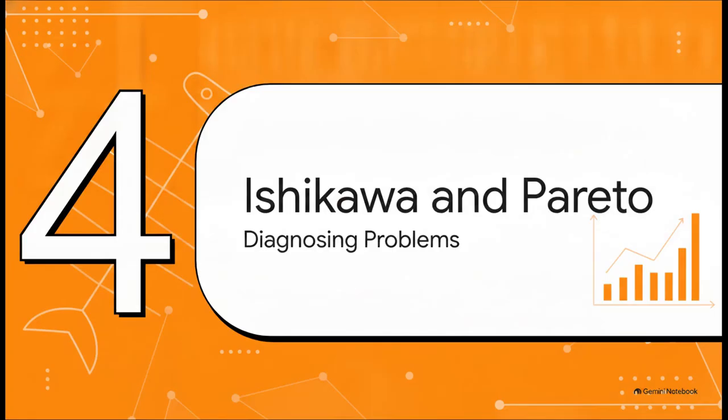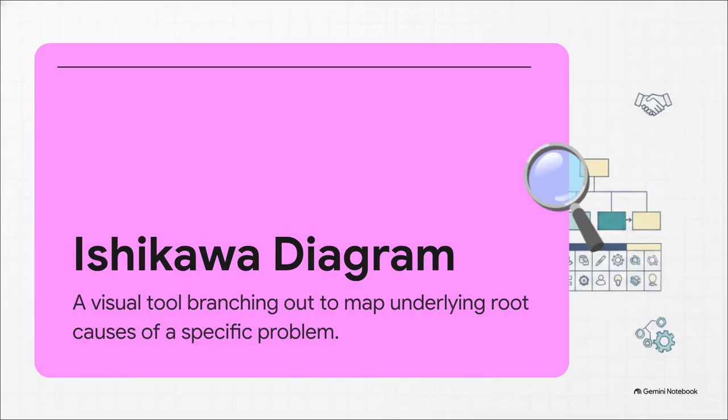Section 4. Diagnosing with Ishikawa and Pareto. Let's really zoom in on that critical first stage we just talked about, diagnosing the problem properly. First up is the Ishikawa diagram, often called the fishbone diagram, pioneered by Dr. Kaoru Ishikawa.